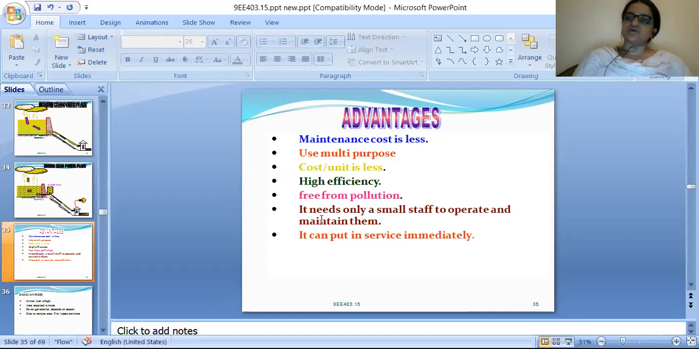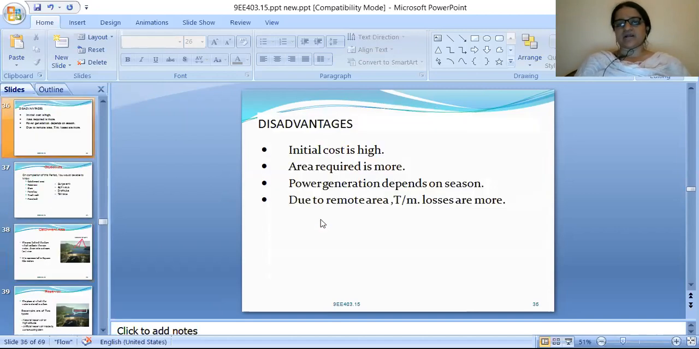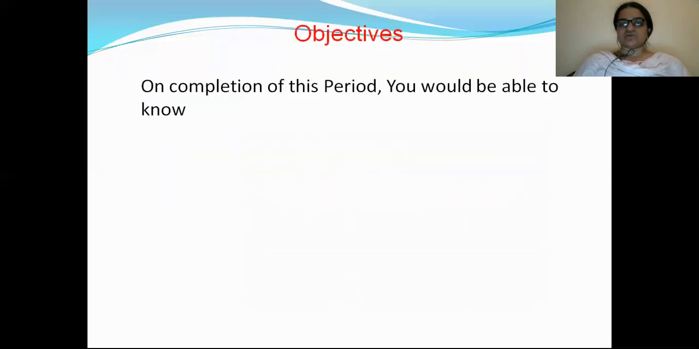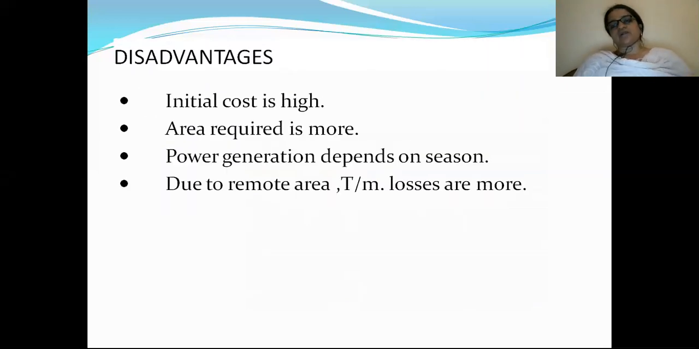If the storage of water is less and the running season is a bit of a dry season, then definitely we need to go for peak load only. We can't use it for base load. Right. Coming to the disadvantages of hydroelectric power station. As we need to know the two sides of the coin, right? We have disadvantages also for hydroelectric power stations.